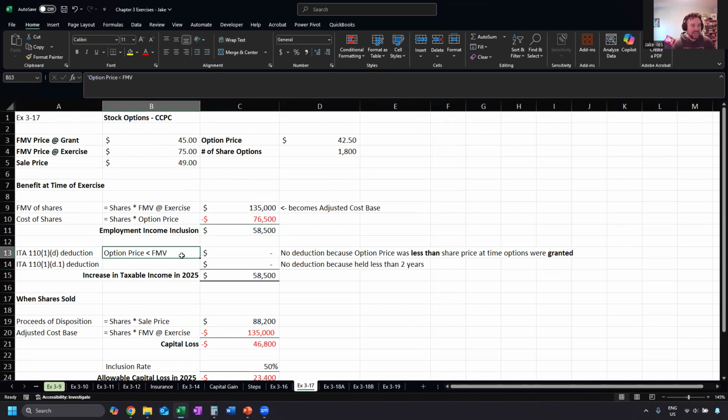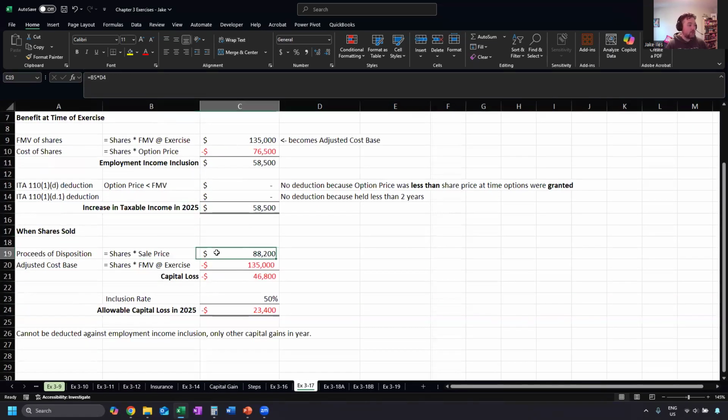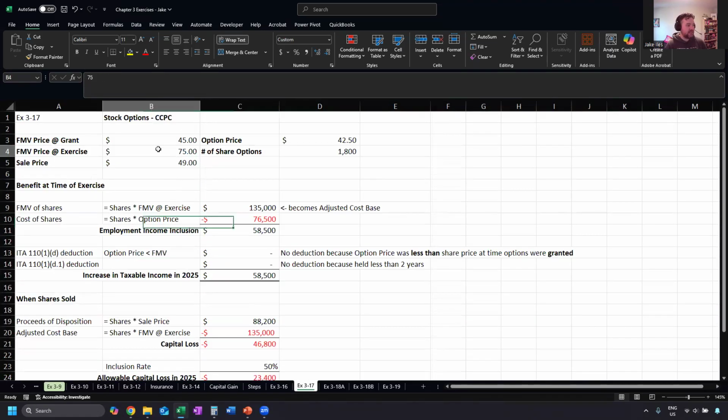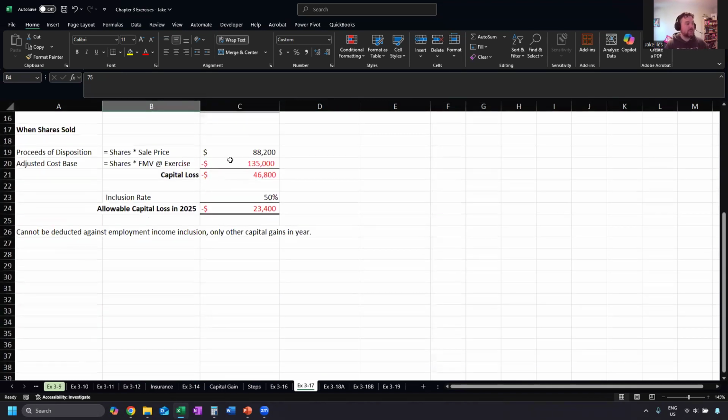Our in the money test says we don't get the deduction, but we could have still gotten the deduction if we held the shares for long enough, 2 years. But we didn't. We bought them in 2024, sold them in 2025, only a year passed. So they were held less than 2 years. So we're going to recognize the full amount in 2025 when the shares are sold. When it's sold, that cost base of $75 per share is still treated like any other capital disposition, creating an allowable capital loss, 23,400.